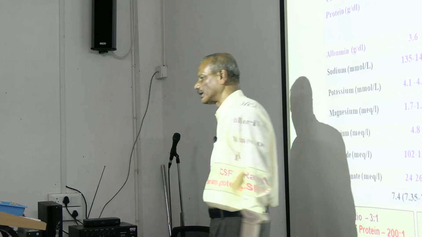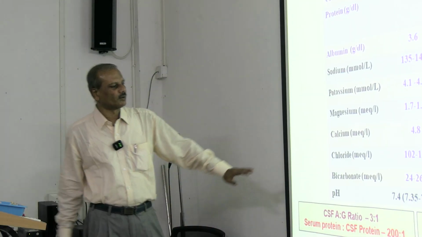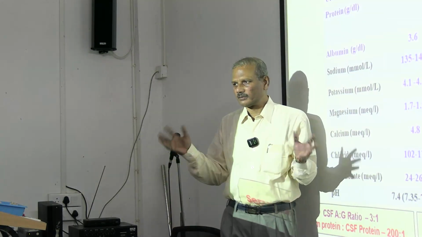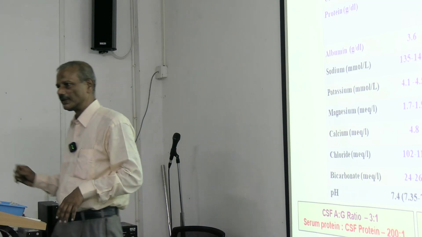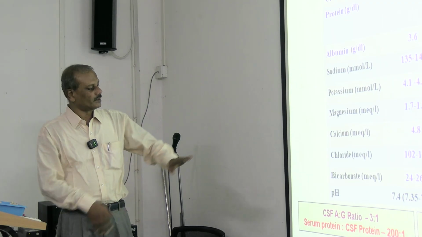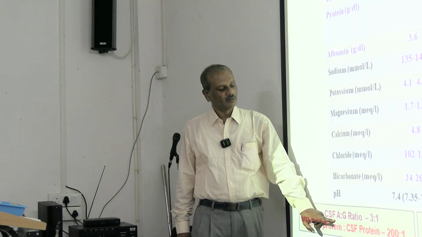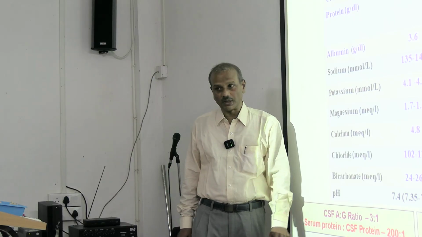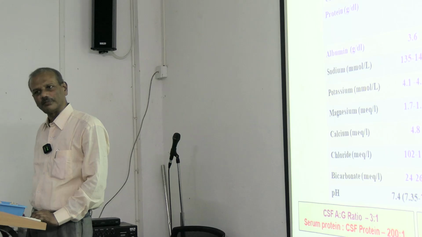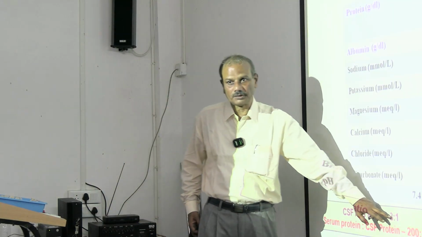The only ion which is higher in concentration, and the chloride level is also higher in CSF. These are done for the body's physiological mechanism, requirement also. So if you look at the CSF albumin globulin ratio, it is about 3:1. Normally in plasma, it is 1 to 1.5:1. Now here the CSF AG ratio is 3:1.